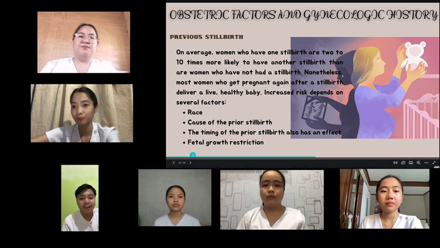Increased risk depends on several factors like race, cause of the prior stillbirth, the timing of the prior stillbirth also has an effect, and fetal growth restriction.